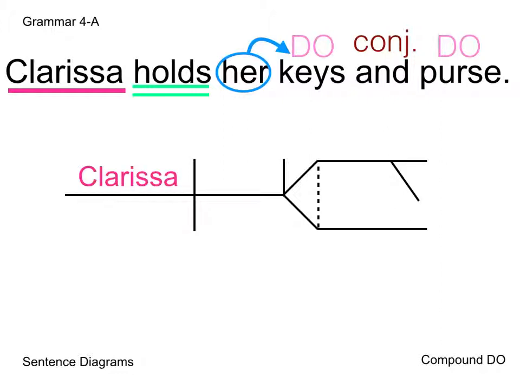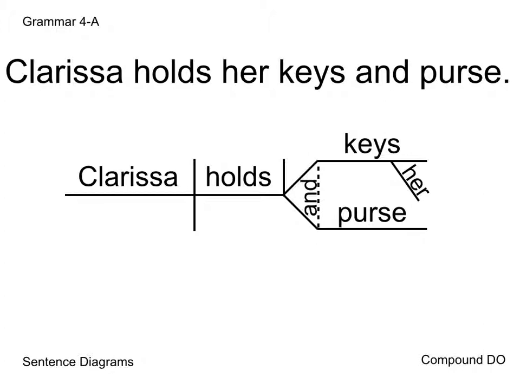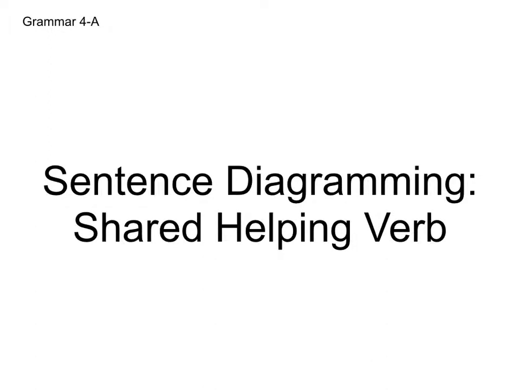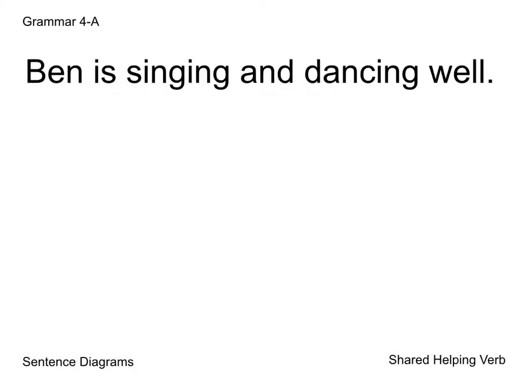So Clarissa is our subject, holds is our verb, we've got our compound direct objects, keys and purse, and goes into this little house, and then we have her as our adjective for keys. And there we have our sentence diagram for Clarissa holds her keys and purse. Now we're going to go over sentence diagramming for a shared helping verb. So our sentence is going to be Ben is singing and dancing well.